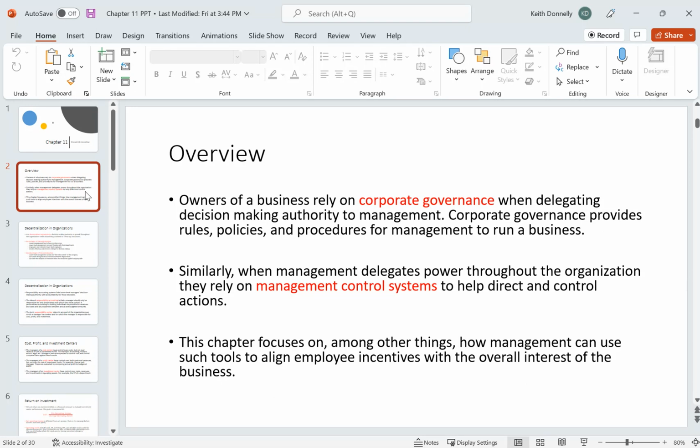With that being the preface, this chapter is going to focus on, among other things, how management can use these tools to align employee incentives with the overall interest of the business. So we're going to be looking at specific divisions or areas of a business and comparing what may be in their best interests versus the corporation as a whole's best interest.